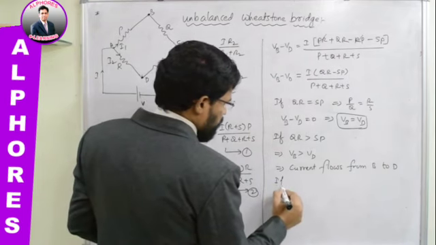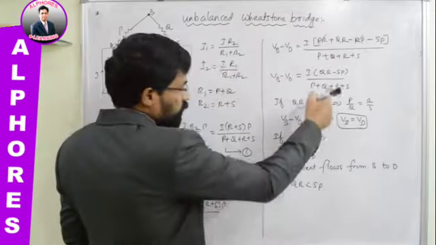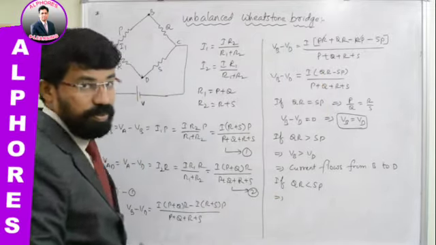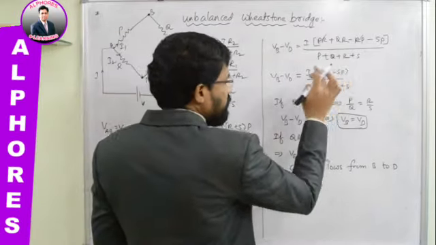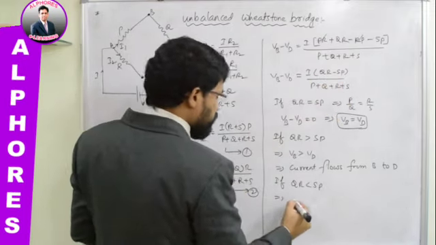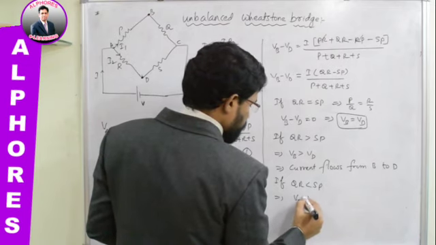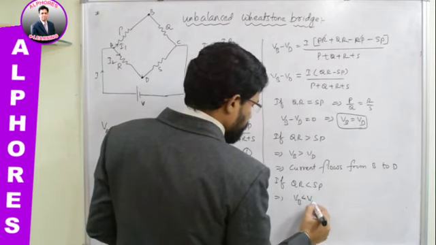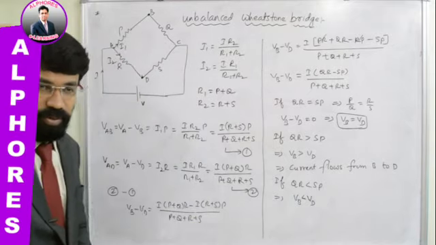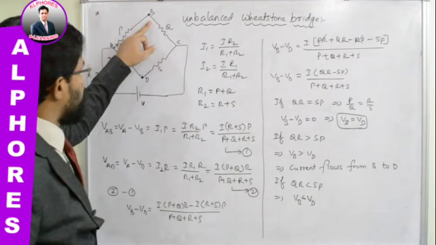The other possibility is if QR is less than SP, what happens? The numerator will be negative. So it becomes negative. It means VB minus VD is negative. What does it mean? VB is less than VD. That's what you can write, isn't it? So if VB is less than VD, B is at low potential and D is at high potential.